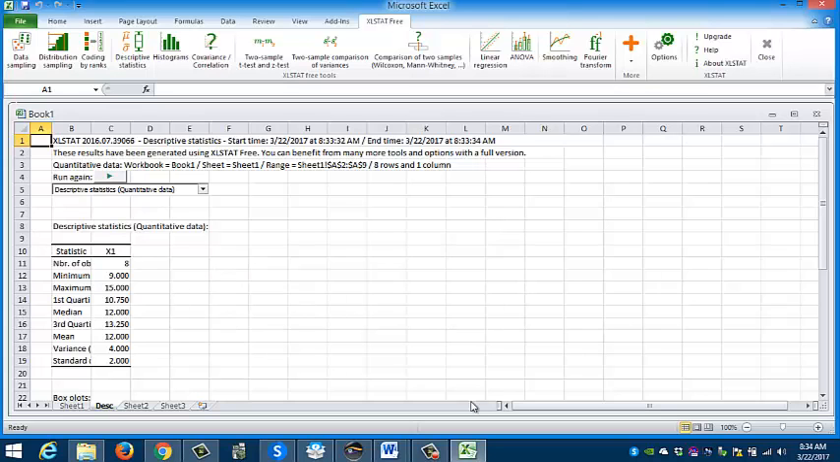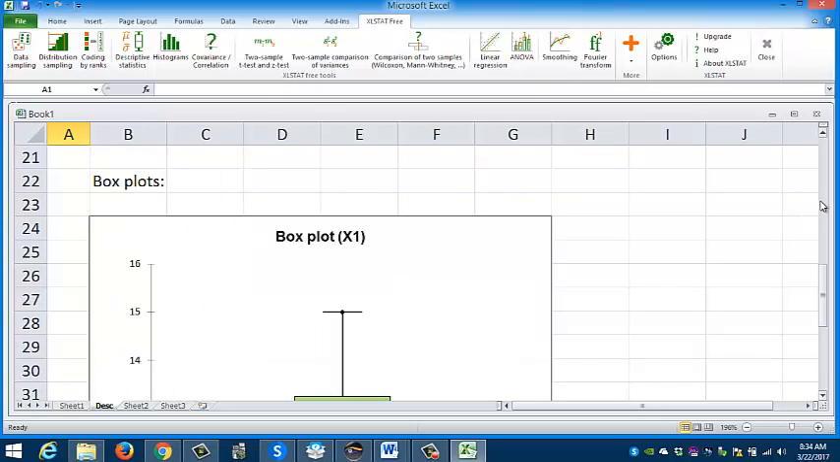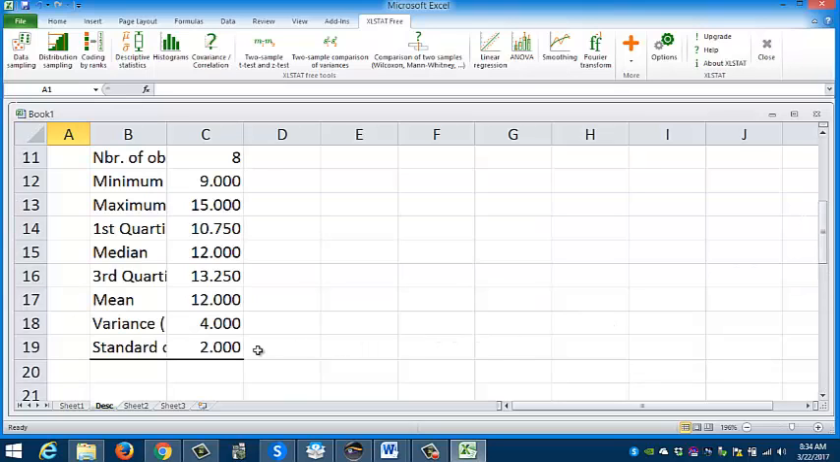Let me zoom in on that so you can see a little better. Okay, let's scroll down here. There they are. There's my standard deviation of 2. You guys see that? Right above it, I want to point out it says variance. The variance is 4. Okay? Because the variance is what you get before you take the square root. So that's always just the standard deviation is the square root of the variance.